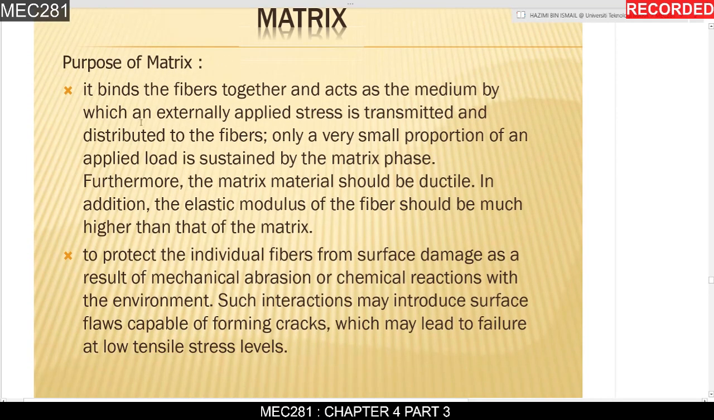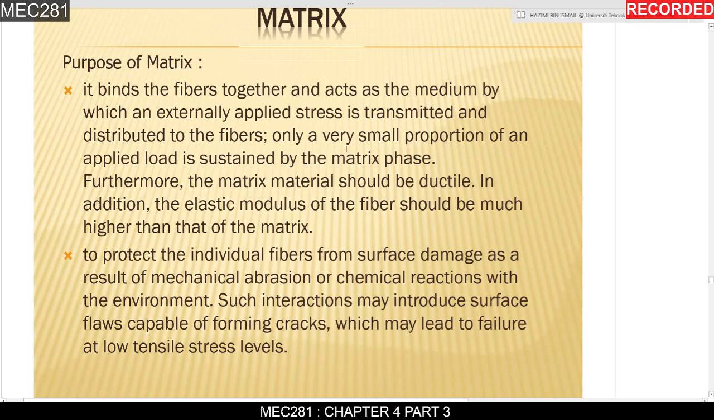Purpose of matrix: it binds the fibers together and acts as the medium by which an externally applied stress is transmitted and distributed to the fibers. Only a very small proportion of an applied load is sustained by the matrix phase. Furthermore, the matrix material should be ductile. In addition, the elastic modulus of the fiber should be much higher than that of the matrix.